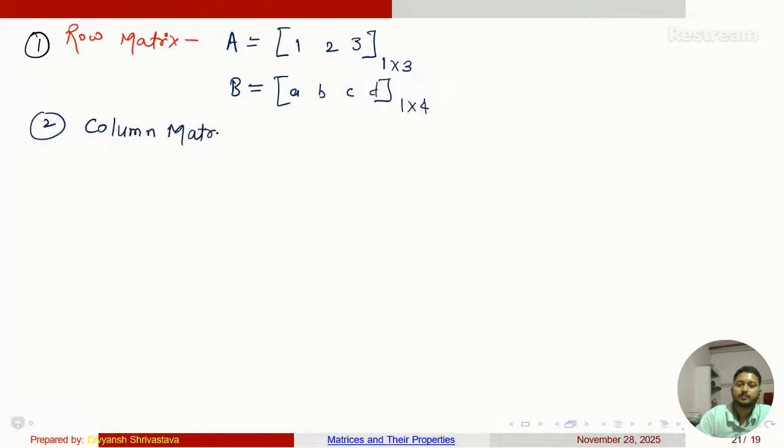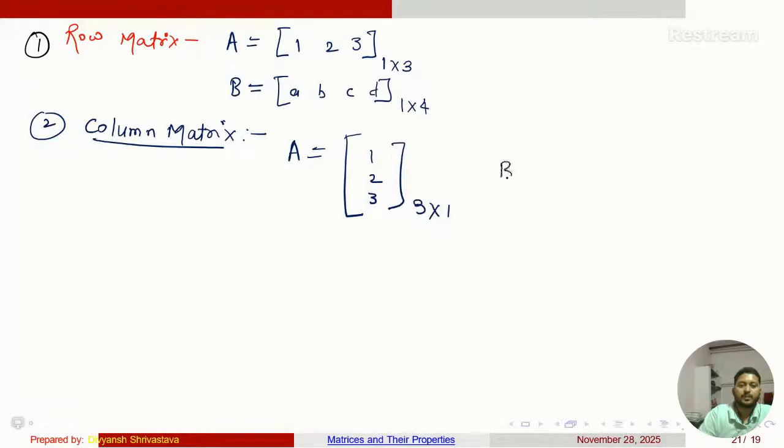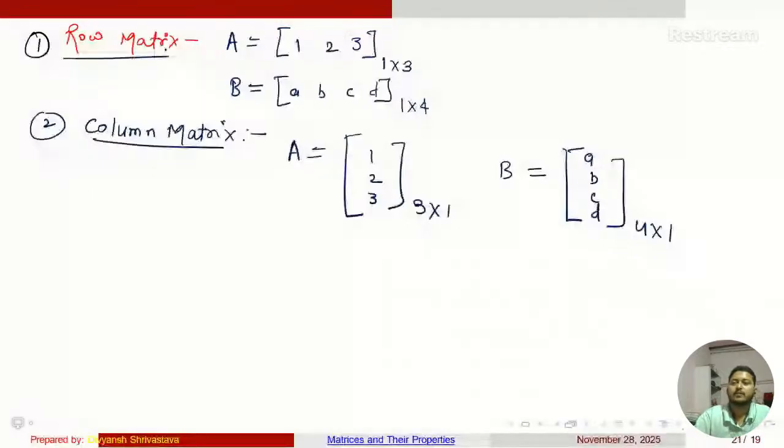The second point is the column matrix. A column matrix is like this: 1, 2, 3 stacked vertically. This is 3 cross 1. It can also be represented as a, b, c, d stacked vertically, which is 4 cross 1. So these are representations of row matrices and column matrices.